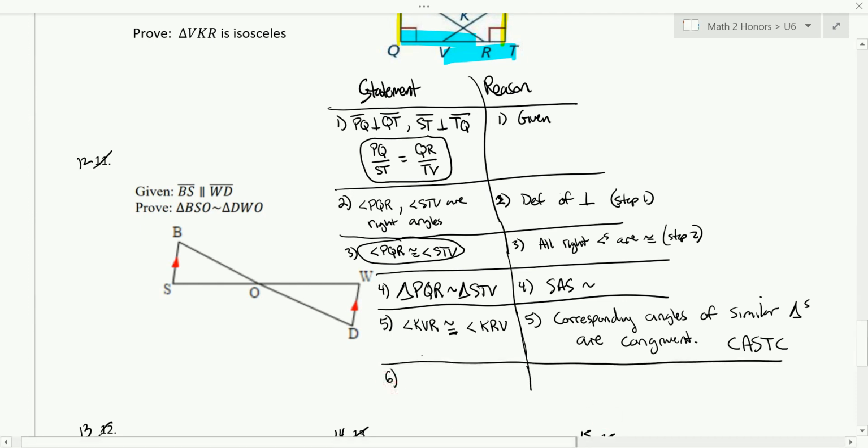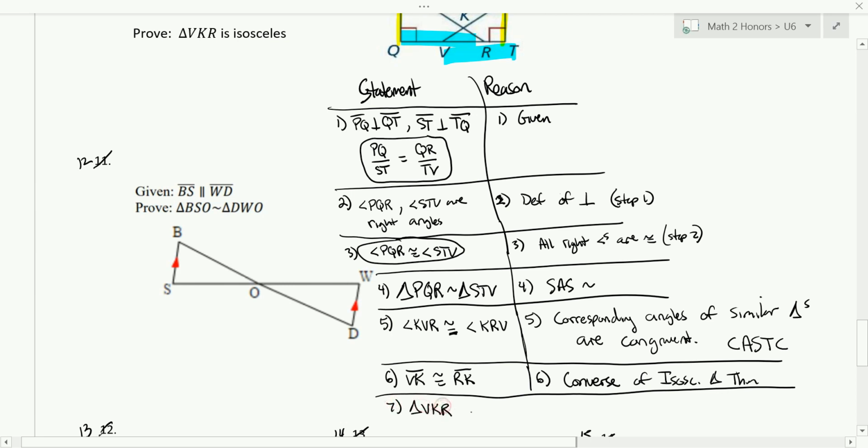So then we established the base angles of that triangle are congruent. So we can now say that the side lengths are congruent, that VK is congruent to RK. Why? Converse of the isosceles triangle theorem. And now we finished it. We say that triangle VKR is isosceles. By definition.